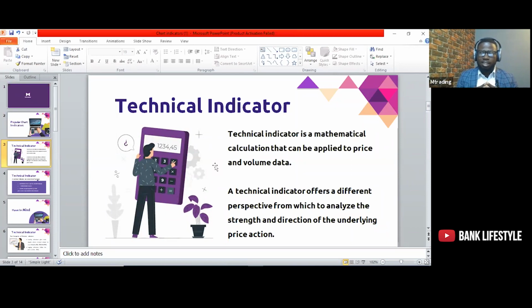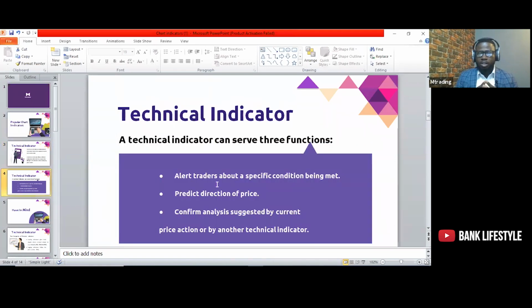Some people say indicators are like prophets, right? They are like prophets because some indicators look into the future and tell you what could potentially happen in the next candlestick or in the next day or whatever time frame you are using. So here we're going to look at the functions of indicators because they have numerous functions.